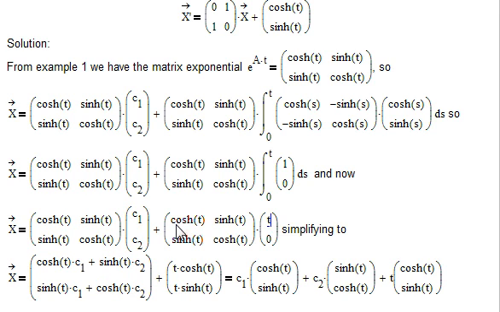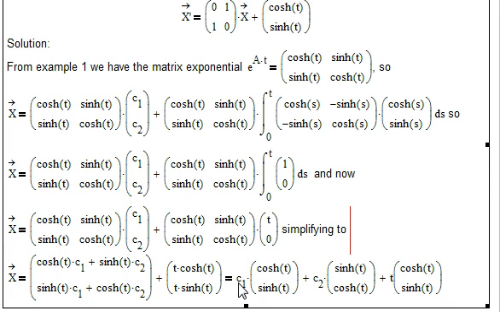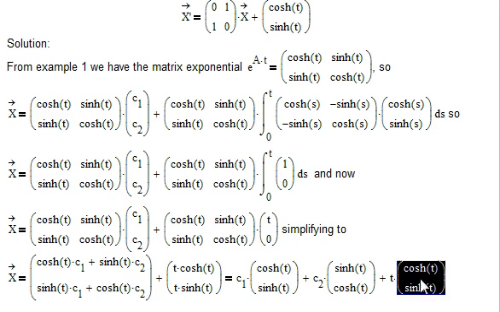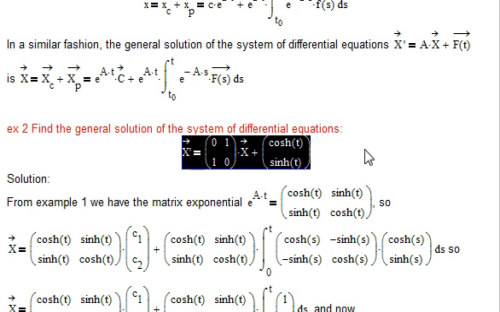And then finally multiplying this out, cosh of t times t plus sinh of t times 0, so it's just t times cosh of t, and then sinh of t times t plus cosh of t times 0, so that's just t sinh t. And so another way of writing that would be c1 times the vector cosh t, sinh t plus c2 times the vector sinh t, cosh t plus t times the vector cosh t, sinh t. And that's the way we actually used our matrix exponential to solve this system of differential equations that was not homogeneous.